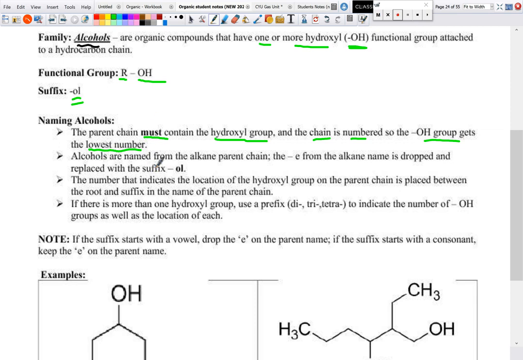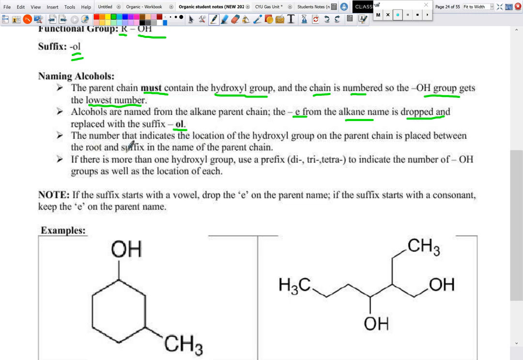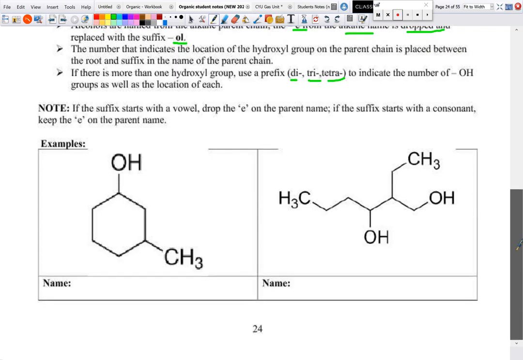So alcohols are named from the alkane parent chain. So the E from the alkane name is dropped, and we add the suffix OL. So we kind of name it like it's an alkane, drop the E and add OL. So we will need to also put in a number where the hydroxyl group is located. And if there's more than one hydroxyl group, we have to use the di, tri, tetra prefixes as well. So let's look at our first example.